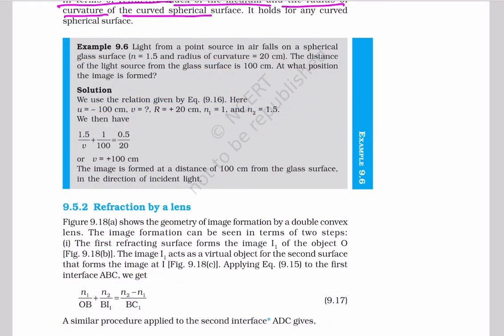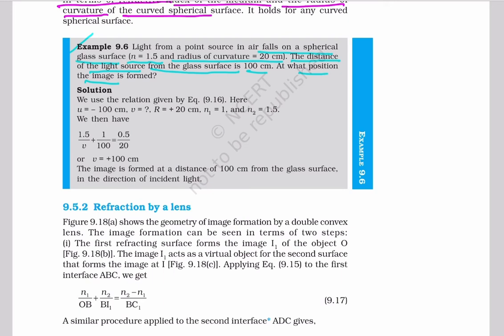Students, now let us solve this example 9.6. So in this question, it is given that light from a point source in air falls on a spherical glass surface with refractive index 1.5 and radius of curvature is given as 20 centimeter. The distance of the light source from the glass surface is 100 centimeter. So find the position of the image formed.